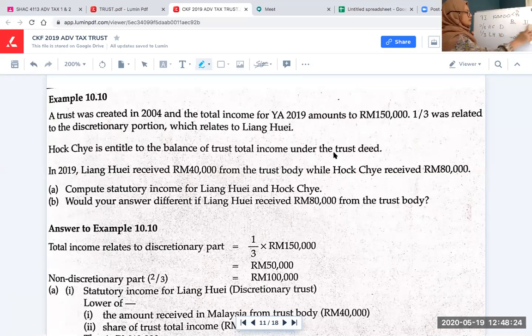And then the amount received? Liang Hui receives 40,000 and Hok Chi receives 80,000. Total income: 2/3 means here is 100, here is 50, right? Okay? Yes, okay, correct. So now you have to decide how much is the statutory income of the beneficiaries. For the discretionary trust, how is the income decided?